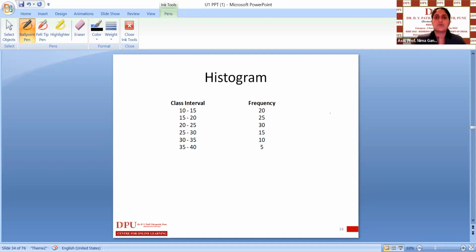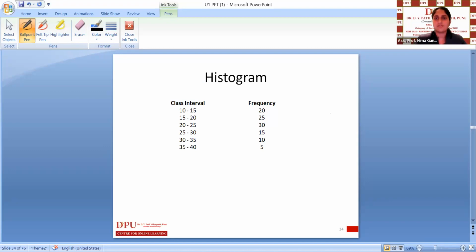So this is a histogram. Here the class intervals are given and frequency is given. The classes are continuous: 10 to 15, 15 to 20, 20 to 25, 25 to 30, 30 to 35, 35 to 40, and respective frequencies are given. When you draw a histogram, if the classes are not continuous, the first thing you have to do is make them continuous, and then only you can proceed.